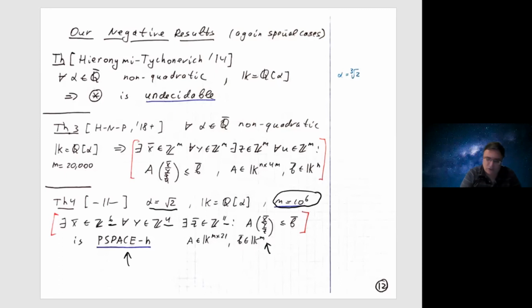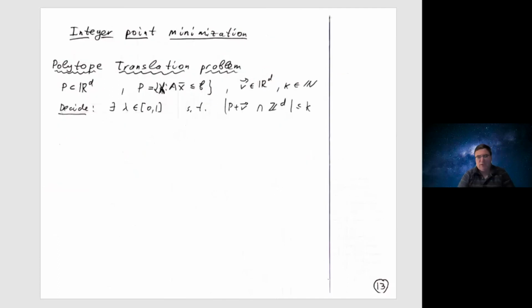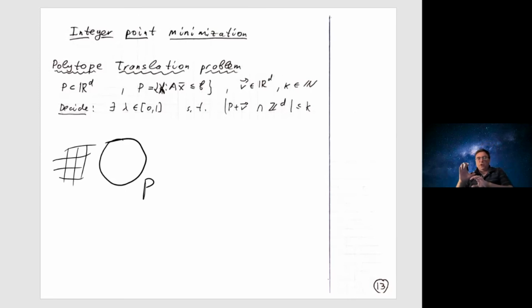Okay. So I'm going to finally tell you a problem that's going to be a little bit different, and a lot of fun. This is called the polytope translation problem, and it's written in a complicated way, but in reality, it's the following problem. We have some kind of convex polytope P, and we have a grid. The question is, what translation of the polytope minimizes the number of integer points in the P and this translated grid?